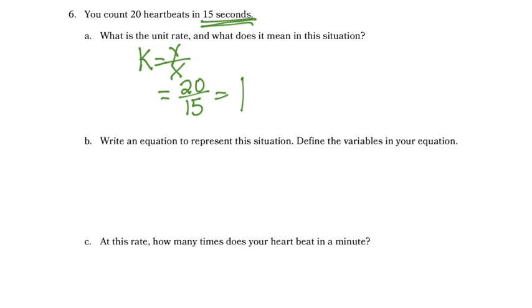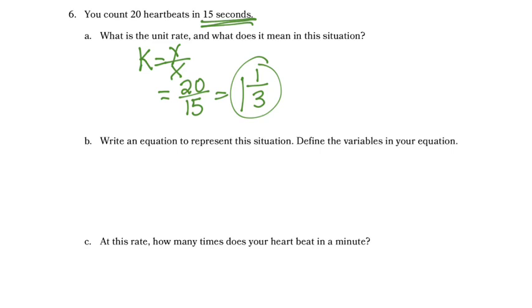But if you do it as a mixed number, it's going to go 1 time. You'll have a remainder of 1, and your divisor was 3. So your constant of proportionality, or your unit rate, is going to be 1 1/3. What does that mean in this situation? It means that your heart beats 1 1/3 beats per second.